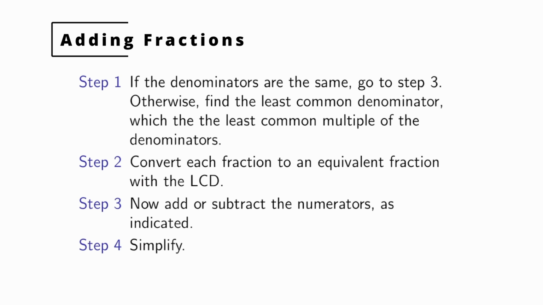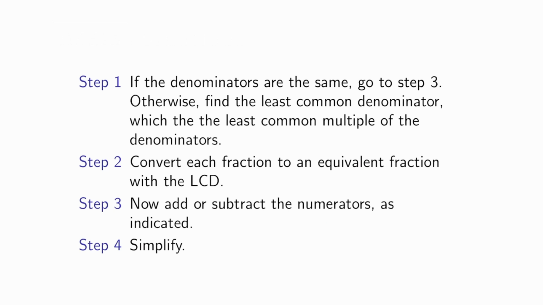If the two fractions have different denominators, it's a little bit trickier. You first have to find the least common denominator. Once you've found the least common denominator between the two fractions, then you convert each to an equivalent fraction with that least common denominator. And now you'll have two fractions with the same denominator, and so you just do it as we did before.